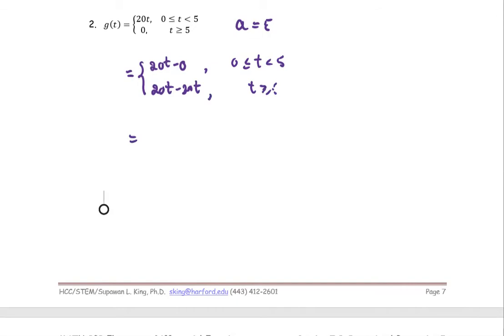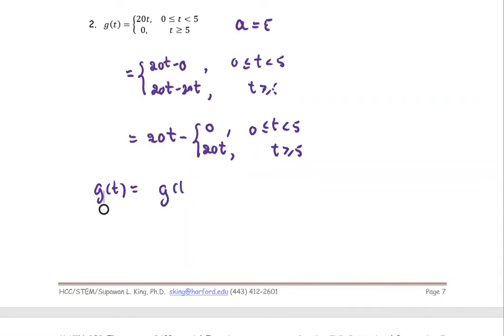And then we can see this as the function 20t minus the piecewise defined function that is defined to be 0 for t greater than or equal to 0 and less than 5, and defined to be 20t for t greater than or equal to 5. Now, g(t) can be rewritten with the unit step function as 20t minus 20t times the unit step function u(t minus 5).